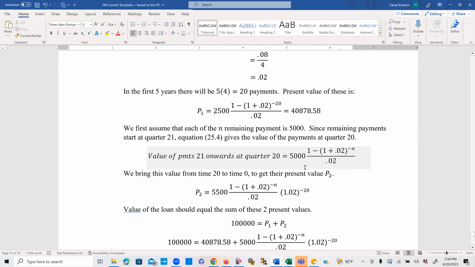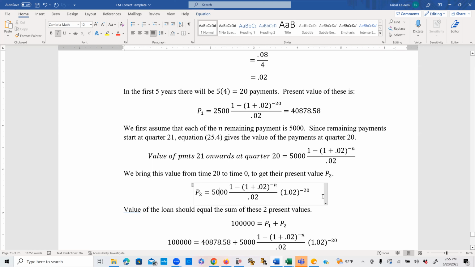And so that would be 5,000 times 1 minus 1 plus 0.02 to the power negative n, over 0.02. And now we bring this to time 0 from time 20, and so we multiply it with 1.02 to the -20. So, okay, this needs to be 5,000, not 5,500.